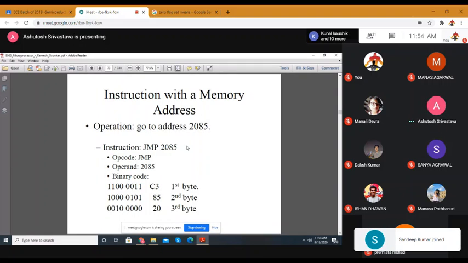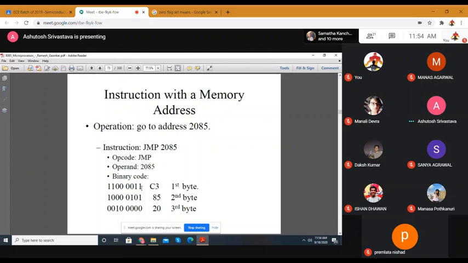Again, here you can see for JMP, the equivalent binary form is reserved, which is 11000011. Okay, while the other two bytes basically designate the 16-bit address. Is that clear? Yes, sir. Okay.